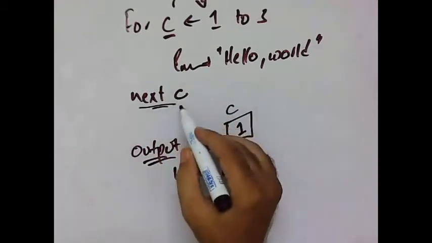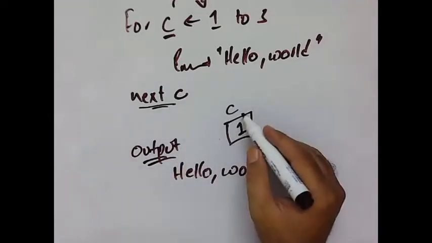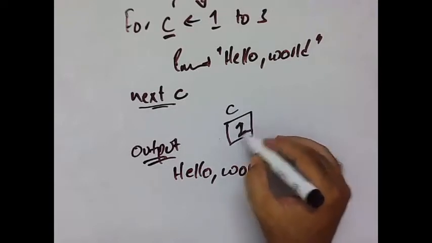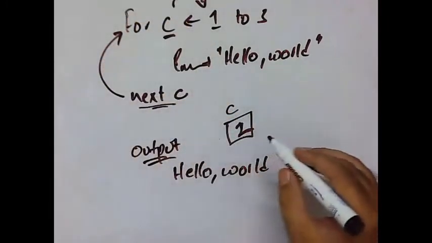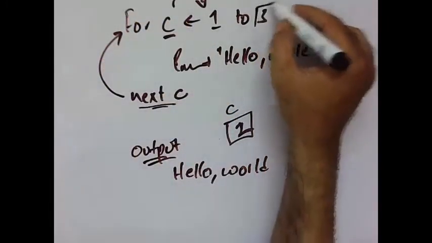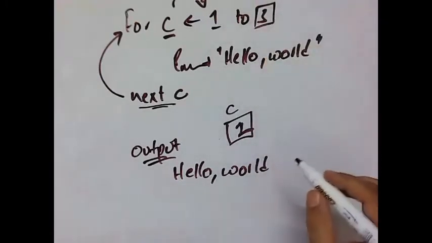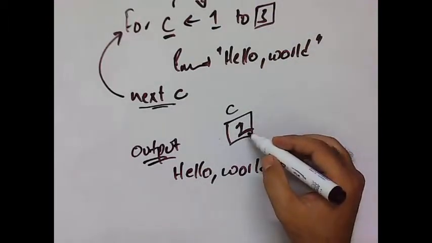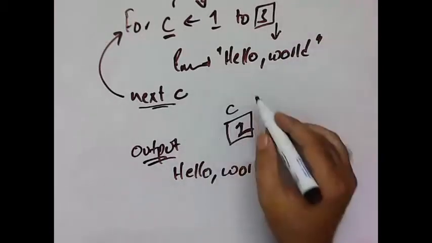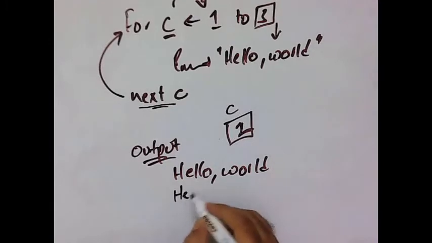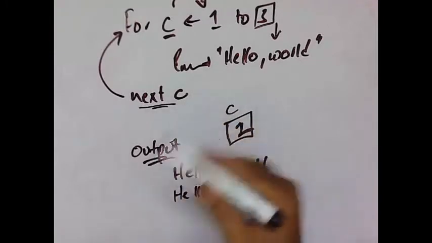When it jumps to next C, this would tell the computer to increase the value of C by 1. So this will become 2, 1 plus 1, and this would also tell the computer to go back to the starting of the loop and check whether it has reached or exceeded the final number that is written over here. So 2 is of course not greater than 3. Then it is again going to come inside the loop and again execute this statement. Hello world will be displayed on the screen again, and again next C would mean increase the value of the counter by 1.